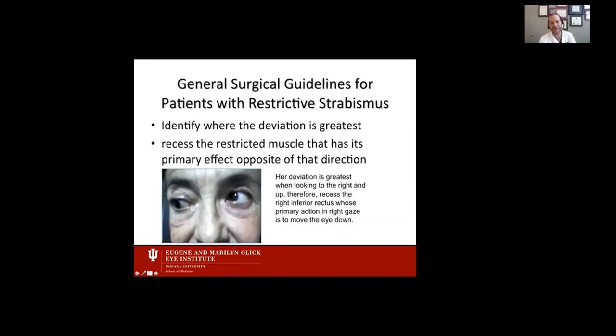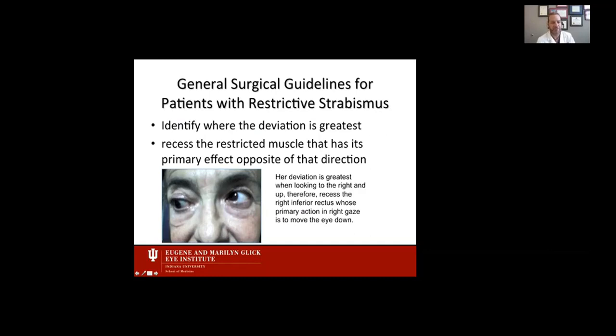General surgical guidelines, well, there's not a lot of magic to this. If you have a restricted muscle, you need to recess it, you need to weaken it. And so generally you want to identify where the deviation is greatest. This lady would be greatest up and to her right. So we want to recess that antagonist muscle, which is the restricted inferior rectus on this eye.